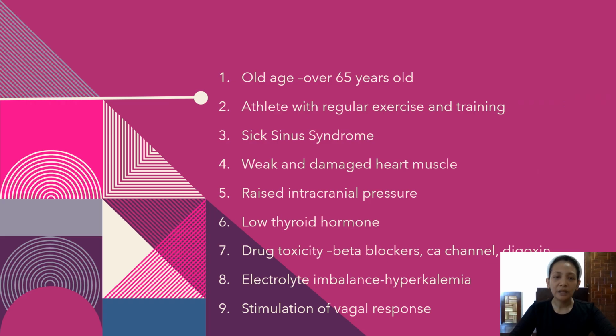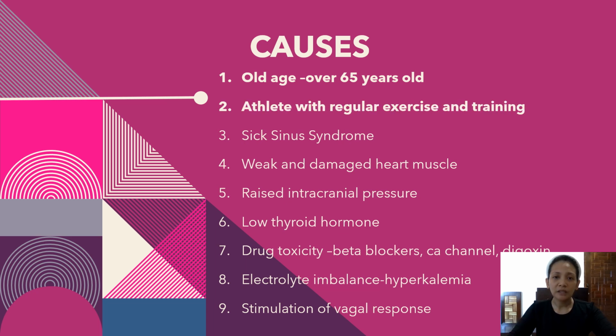Now let's identify the causes of sinus bradycardia. It can be caused by old age, which tends to be normal when the patient is over 65 years old, since the SA node is aged as well. Second one is the athlete with regular exercise and training. Exercise has a positive impact on your vagal nerve. That's why it decreases the heart rate through time.